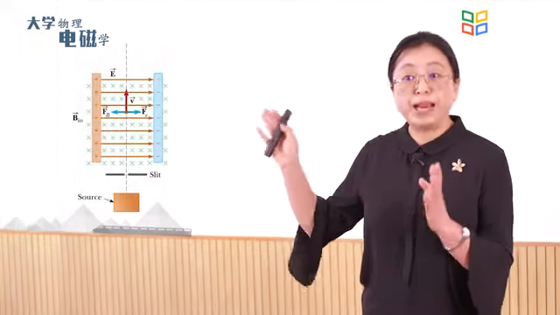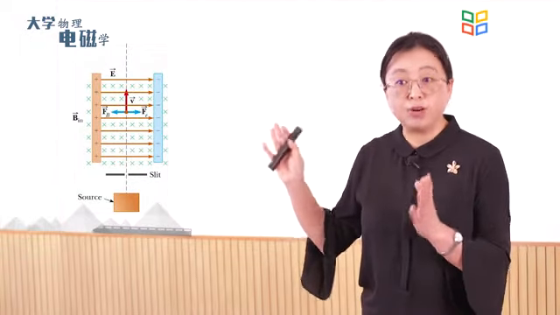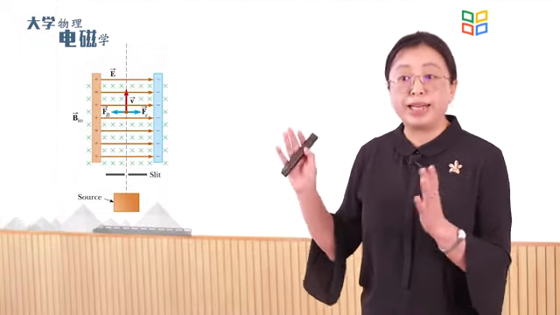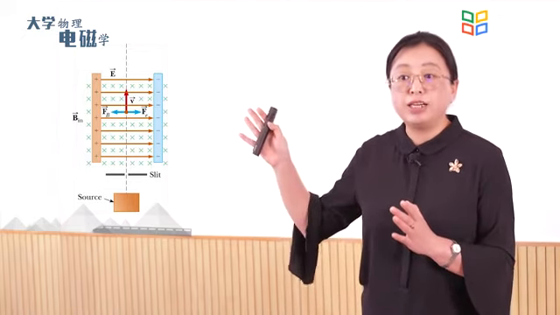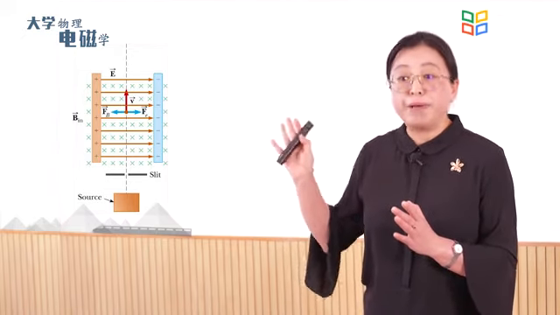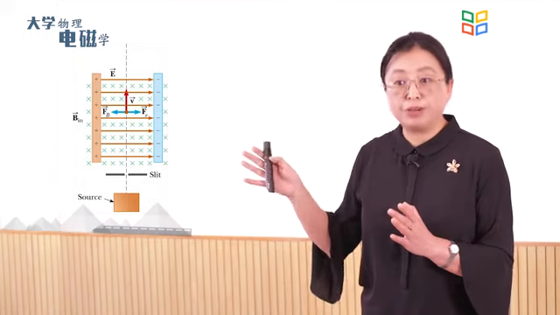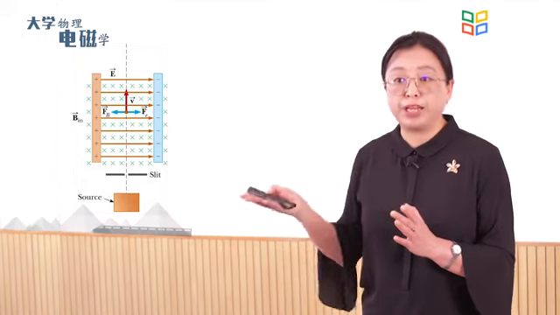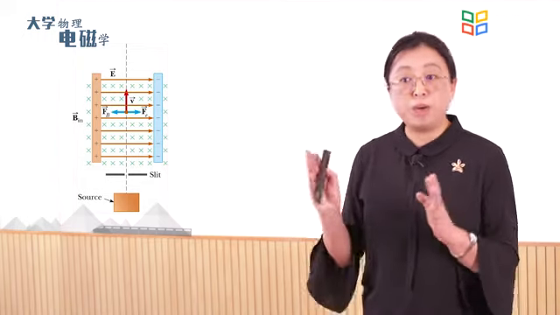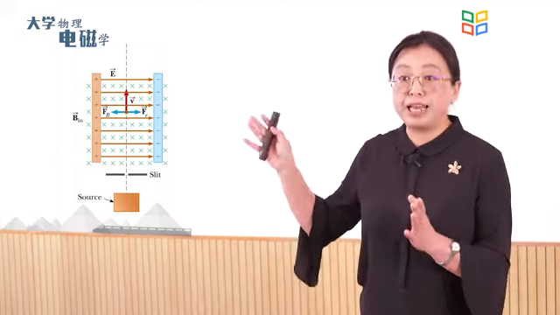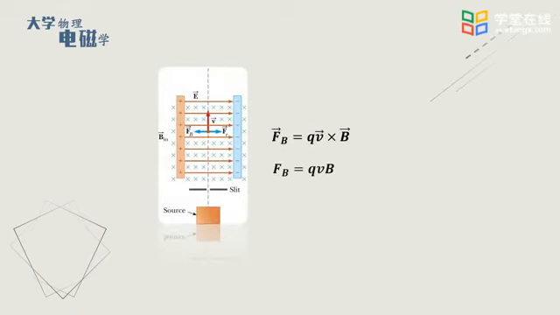A uniform electric field is directed to the right, and a uniform magnetic field is applied in the direction perpendicular to the electric field, which is into the page. If Q is positive, the velocity V is upward. We could determine the magnetic force by the equation F = QV cross B.